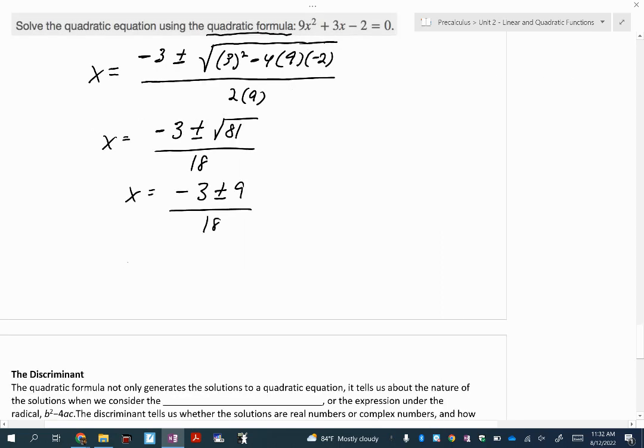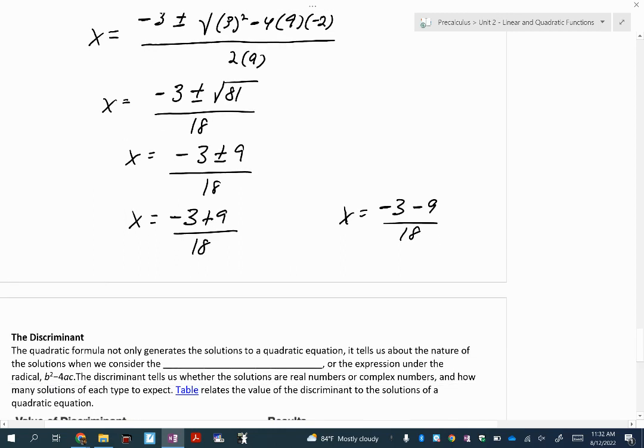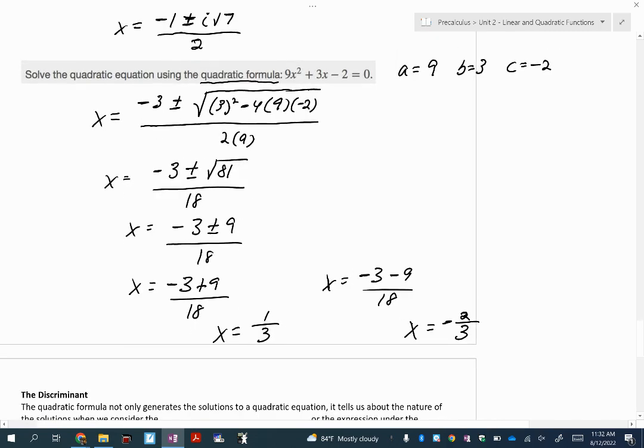So I have two answers. One where it's x equals -3 plus 9 over 18, or x equals negative 3 minus 9 over 18. So interestingly enough here, because I had a perfect square underneath that radical, I am going to get numbers that do not need radicals for my solutions. So it's going to be 6 18ths, which is 1/3, and negative 12 18ths, which is negative 2/3. All this tells me is that I would have been able to factor the original equation there.